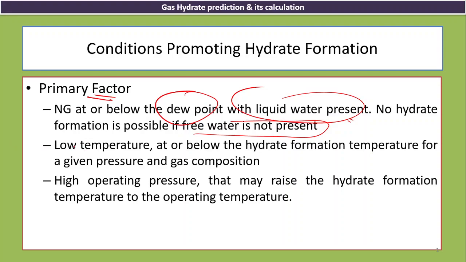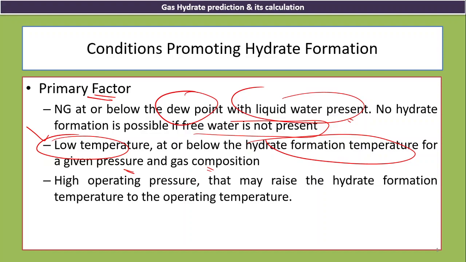Second factor is low temperature. Low temperature means at or below the hydrate forming temperature. If the temperature is lower than the hydrate forming temperature for the given pressure and for the given gas composition, then it is also a factor promoting hydrate formation.